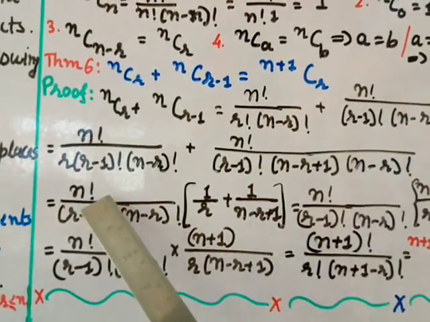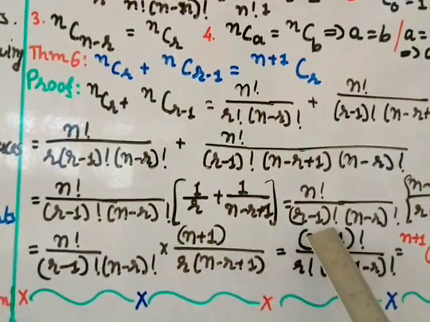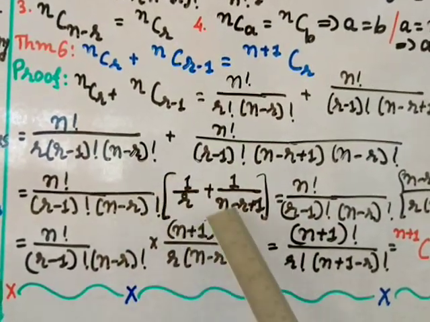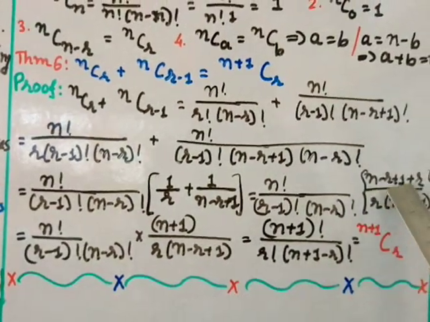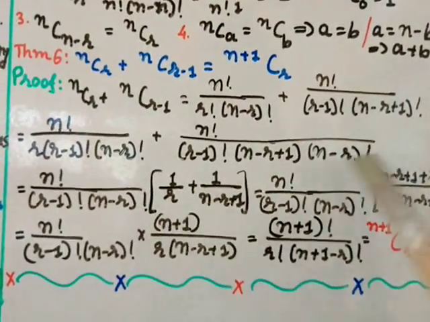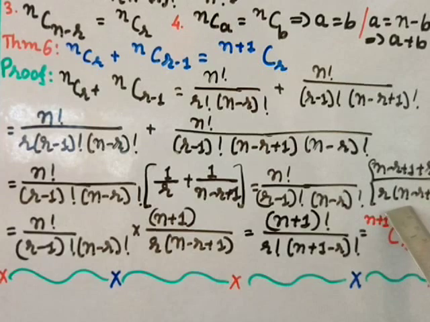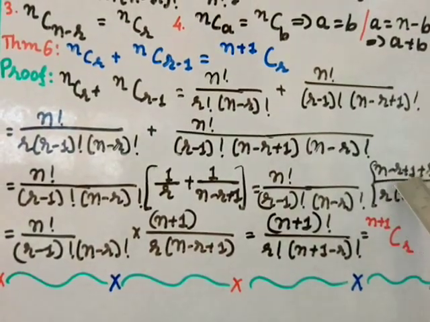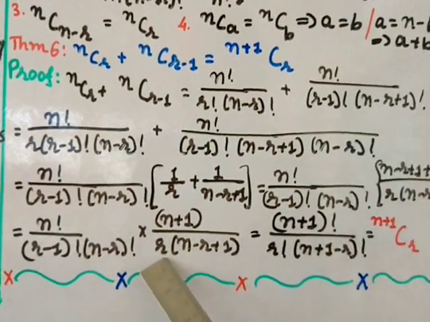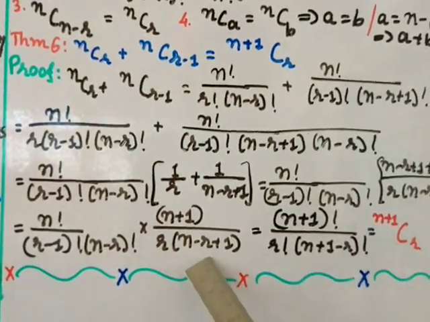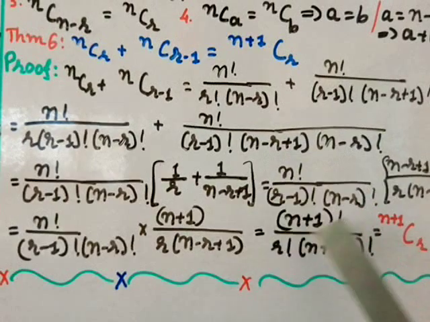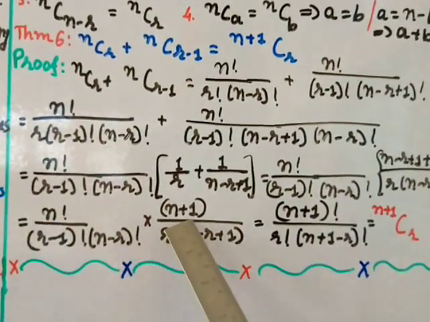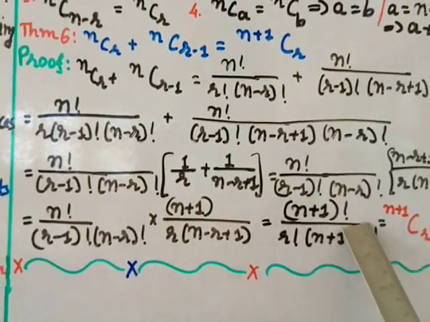So n factorial as it is, divided by r minus 1 factorial into n minus r factorial. Taking LCM, just cross multiply: 1 into this, so you get n minus r plus 1, and plus r, divided by the denominator r into n minus r plus 1. See, minus r plus r you cut, so you get here n plus 1, and the denominator r into n minus r plus 1. And what you have taken common, just keep as it is. Now n factorial into n plus 1 is nothing but n plus 1 factorial, right?